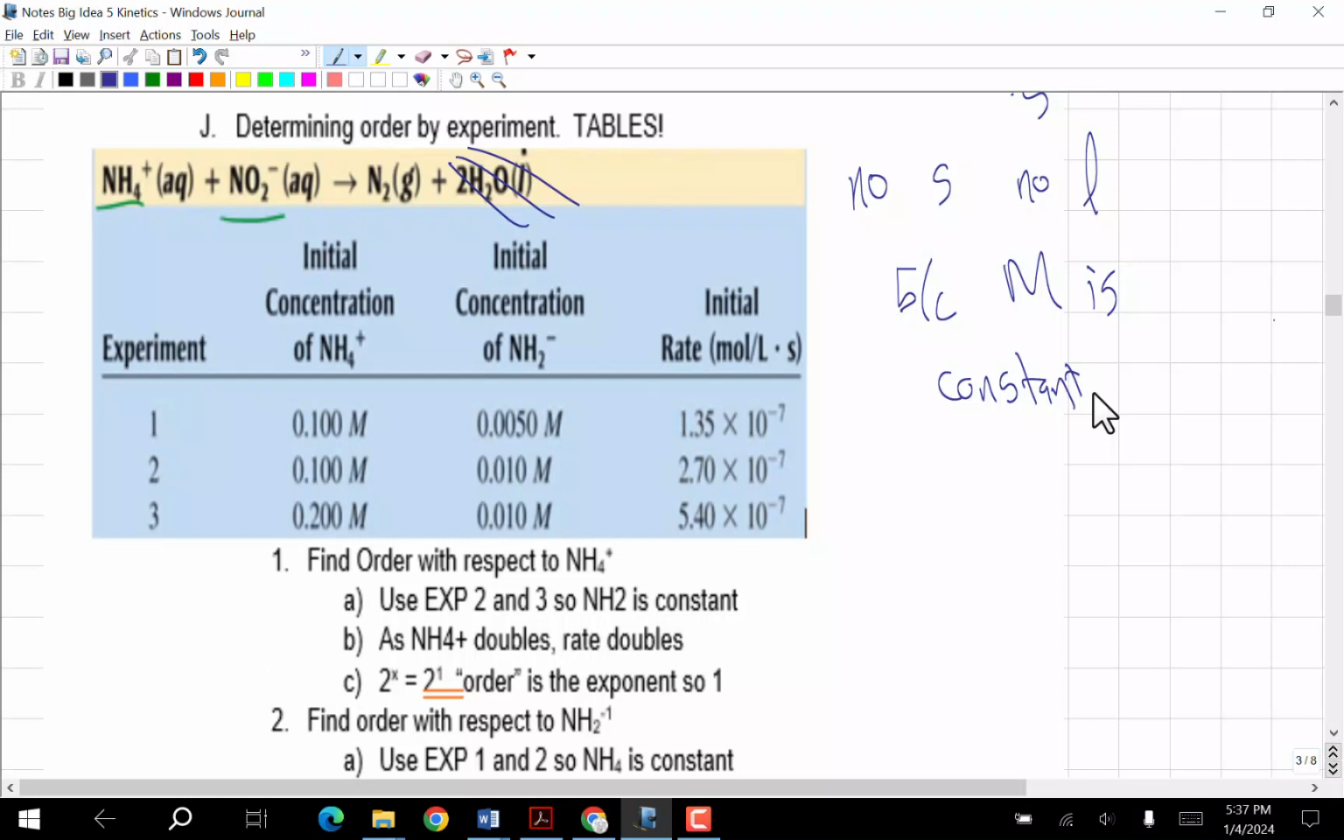So what I'm going to do is look for a time when my concentration of NH4 is going to change, right? So notice here it doubles, but here it's times 1, so there's no change in it, okay? Does that make sense? So we want to see where NH4 doubles. Use experiment 2 and 3, so NO2 is constant. As NH4 doubles, the rate doubles. Hey, that's what I said. So the rate here doubles. 2 to what power equals 2? So the order is 1. So that means if I did this, I would say rate equals K NH4 to the first. Okay?